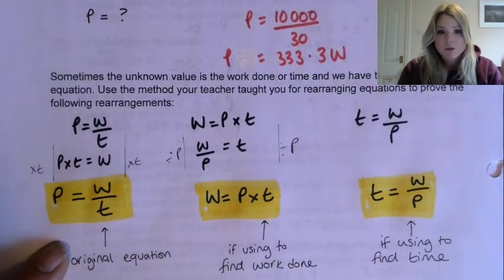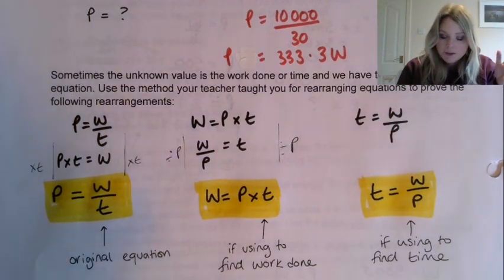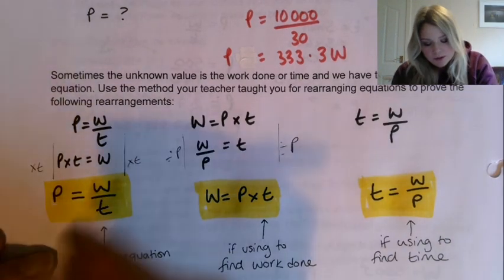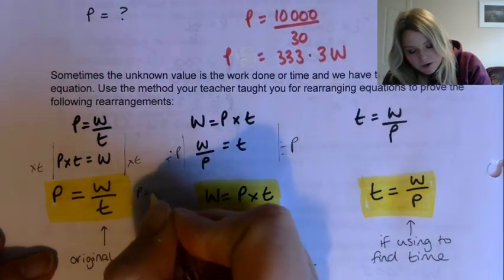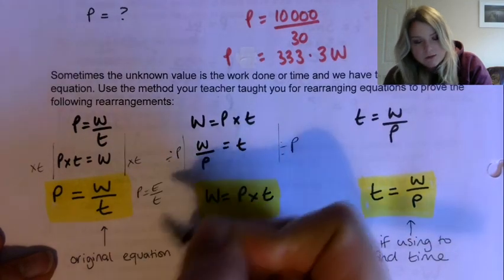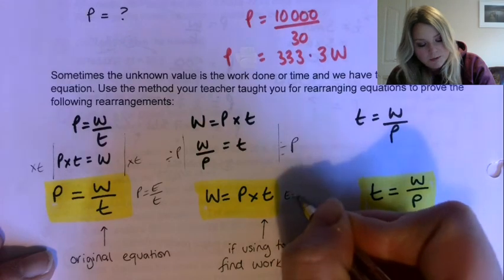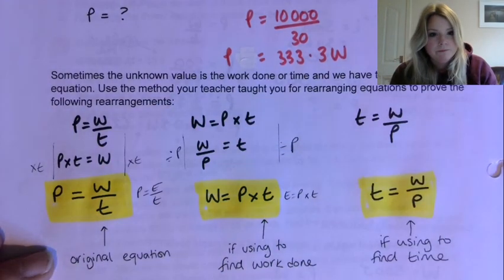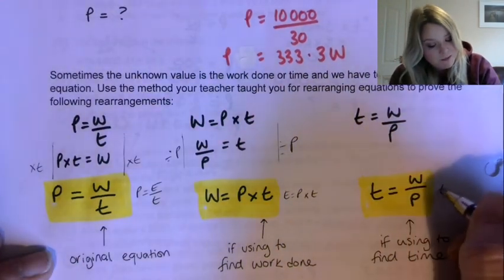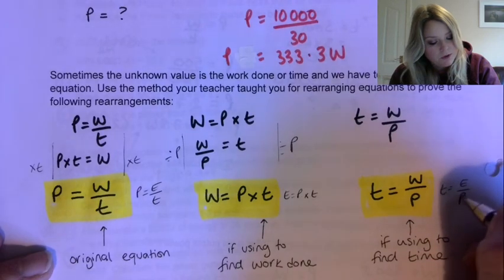One thing I do want to remind you is that these can also be written with energy instead of work done. So this can be written power equals energy transferred divided by time taken, or this can be written as energy equals power multiplied by time, or this can be written as time equals energy over power.